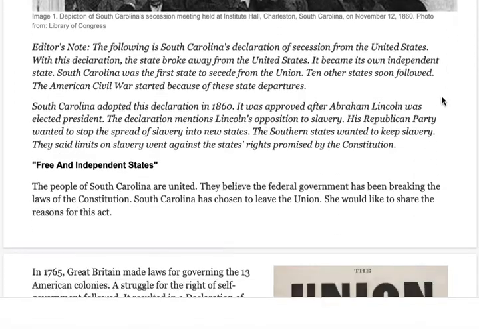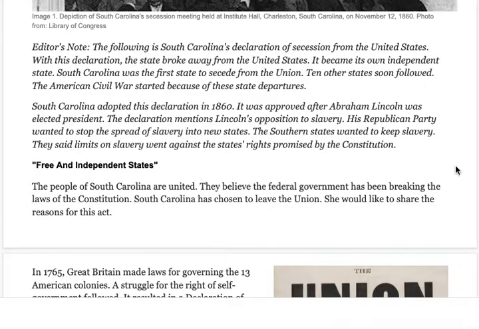Editor's notes. The following is South Carolina's declaration of secession from the United States. With this declaration, the state broke away from the United States. It became its own independent state. South Carolina was the first state to secede from the Union. 10 other states soon followed. The American Civil War started because of these states' departures.